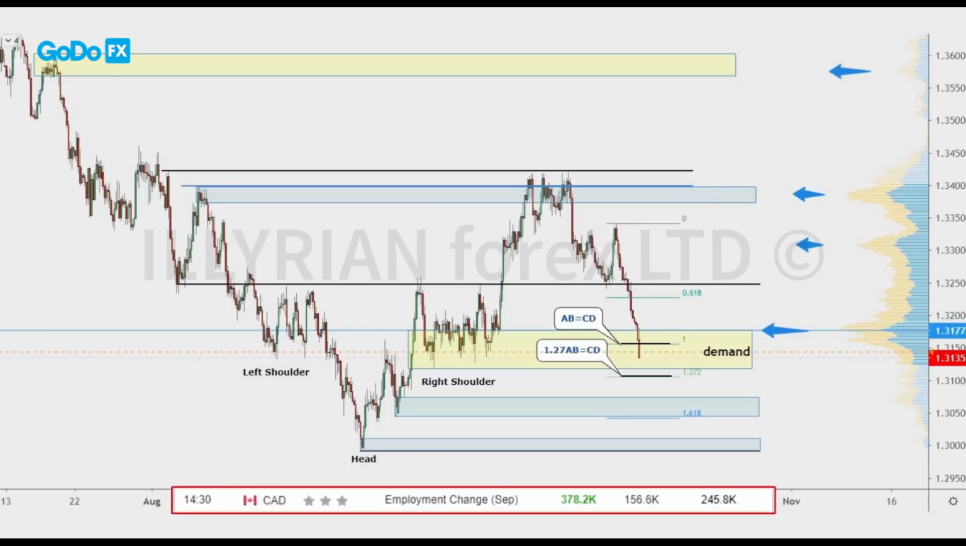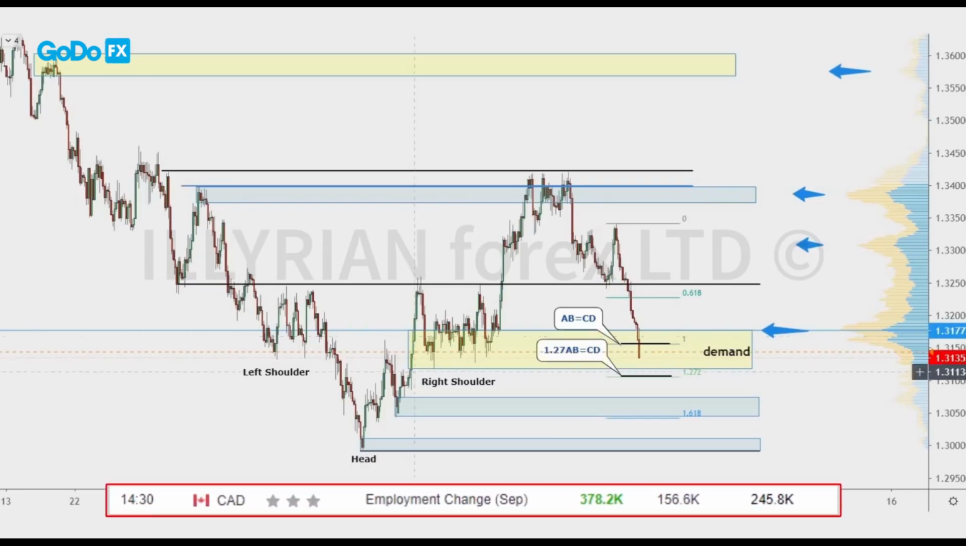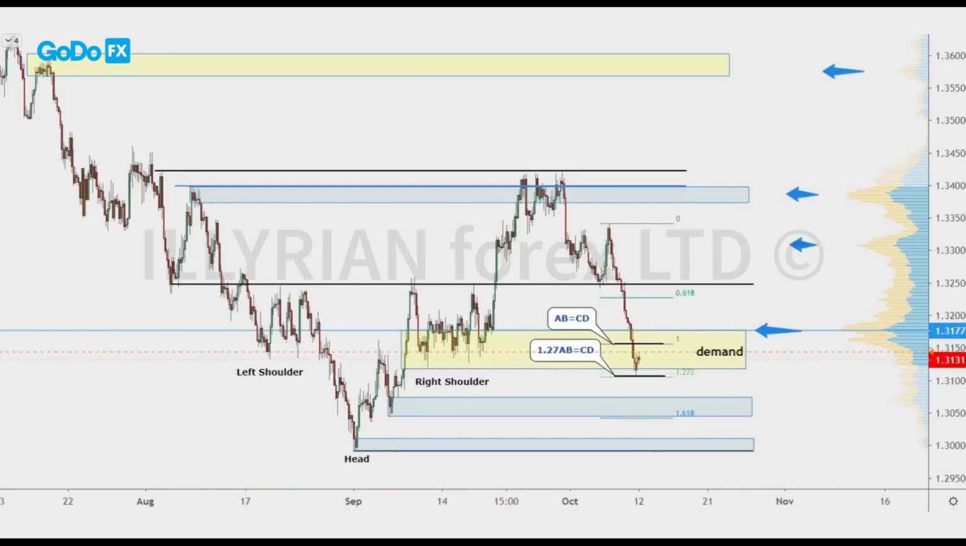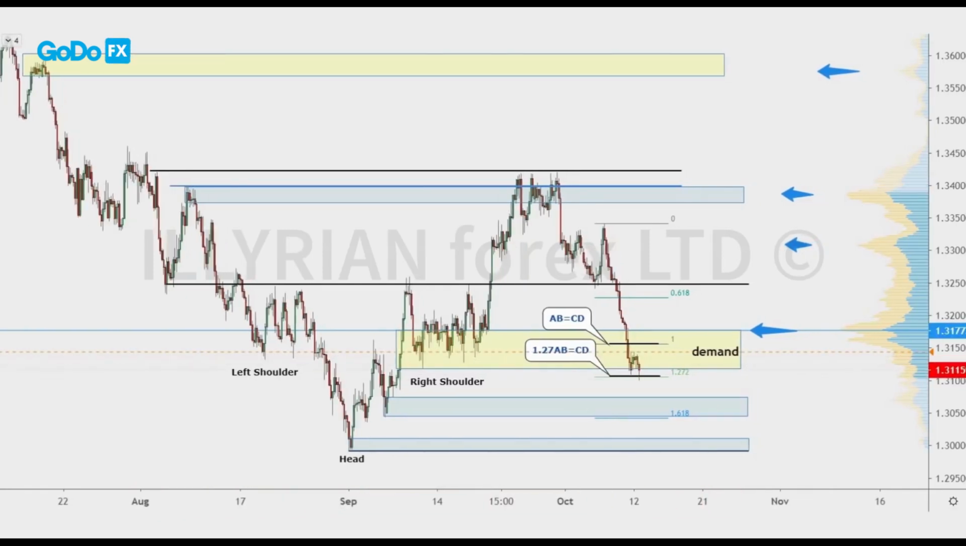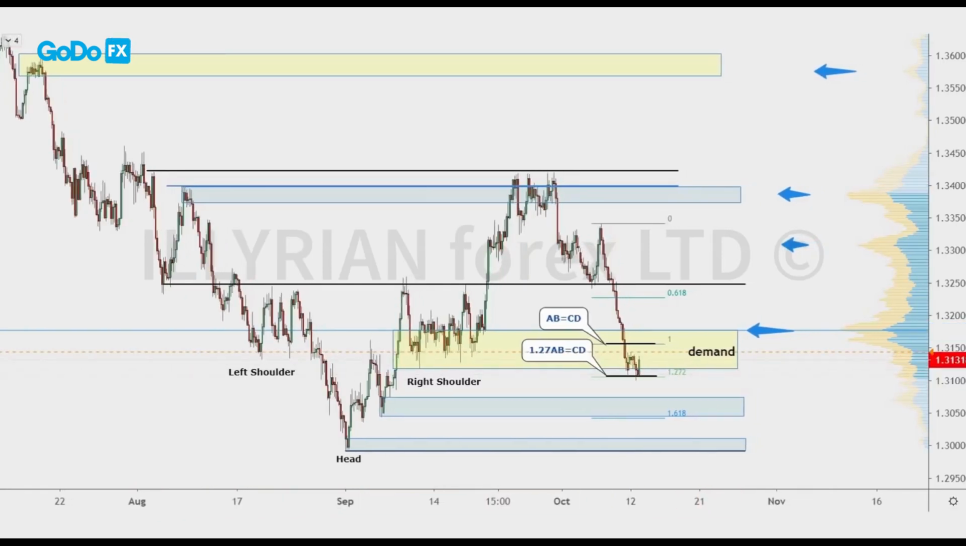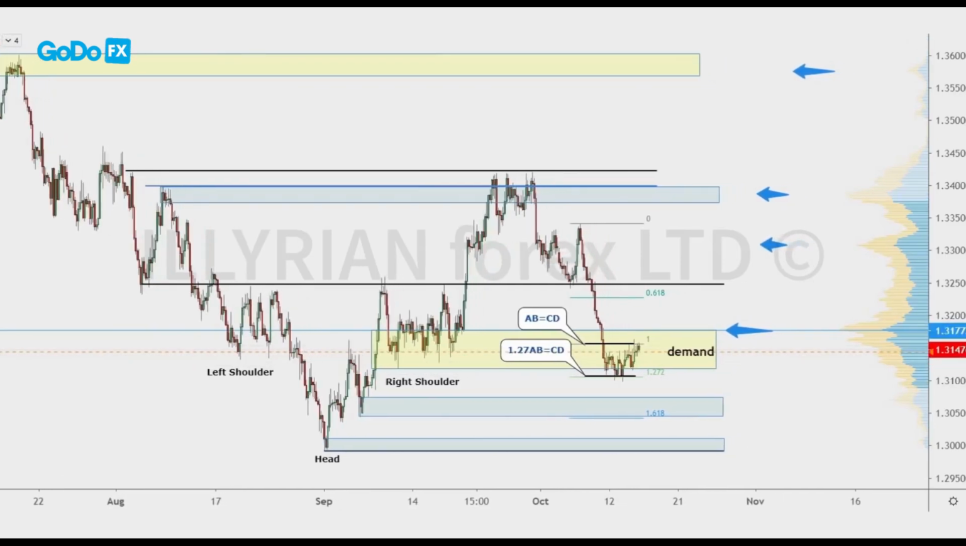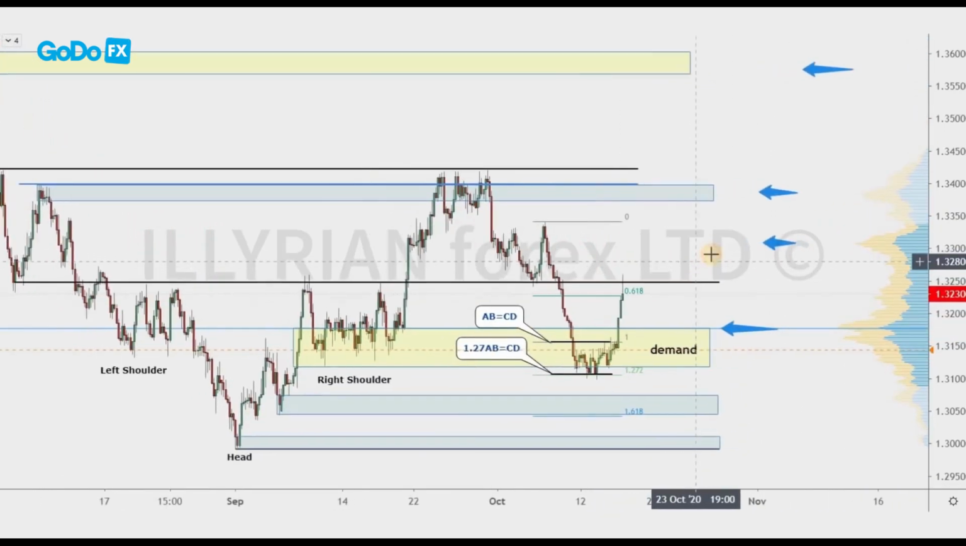This aggressive move was stimulated by the economic news for the Canadian dollar that day. I personally have a rule that I don't open new trades on Friday. Price stopped at the 1.27 point of the AB equals CD pattern, consolidated the first part of the week and then bounced in the upside direction.